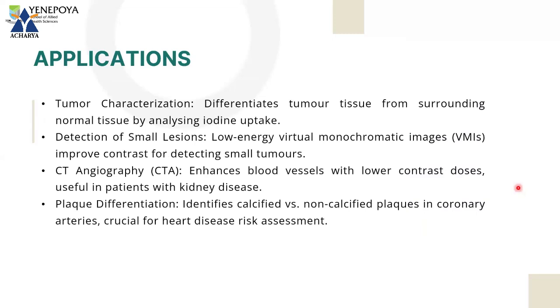Now let's move on to the applications. First, as I told you, is tumor characterization. It can differentiate tumor tissues from surrounding normal tissue by analyzing the composition. It will also help in the detection of smaller lesions by using low energy virtual monochromatic images. As I showed you in the previous slide, it will increase the contrast, because of which it will be easy to detect smaller tumors, which can go unnoticed in conventional CT.